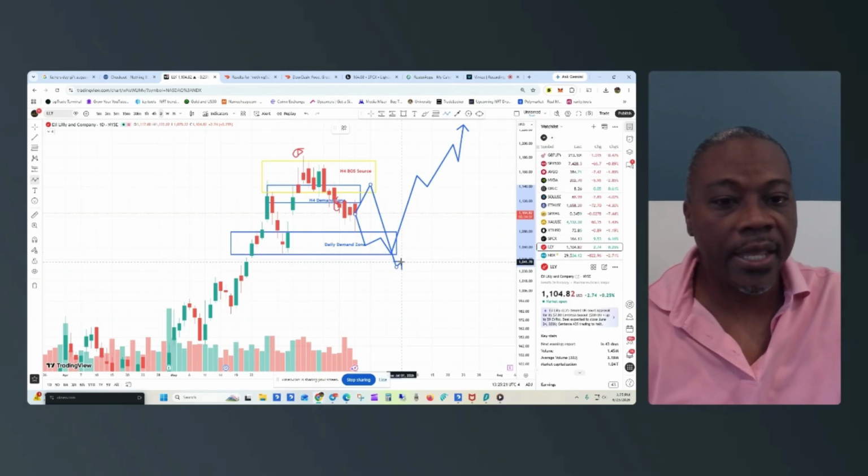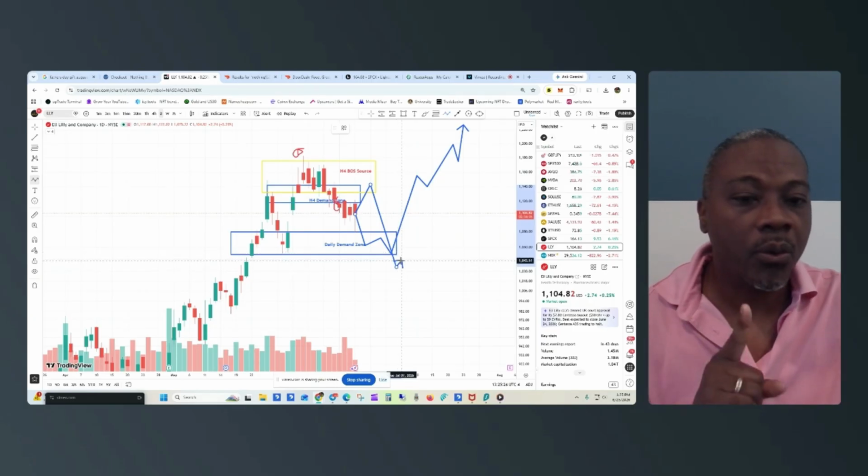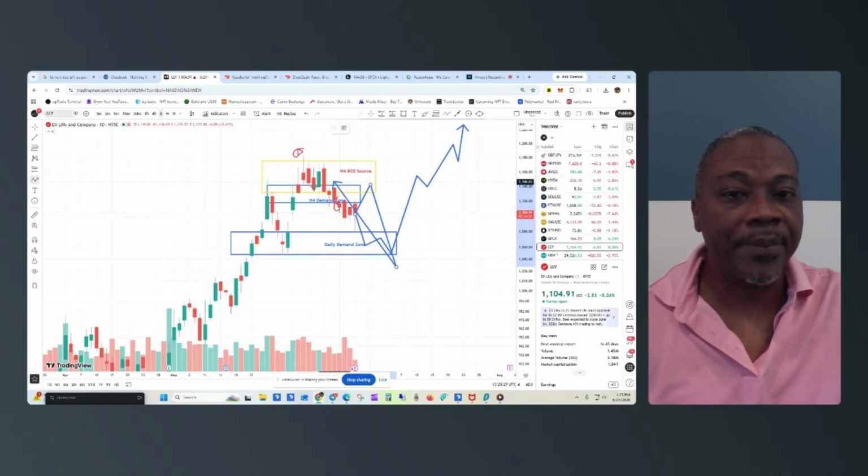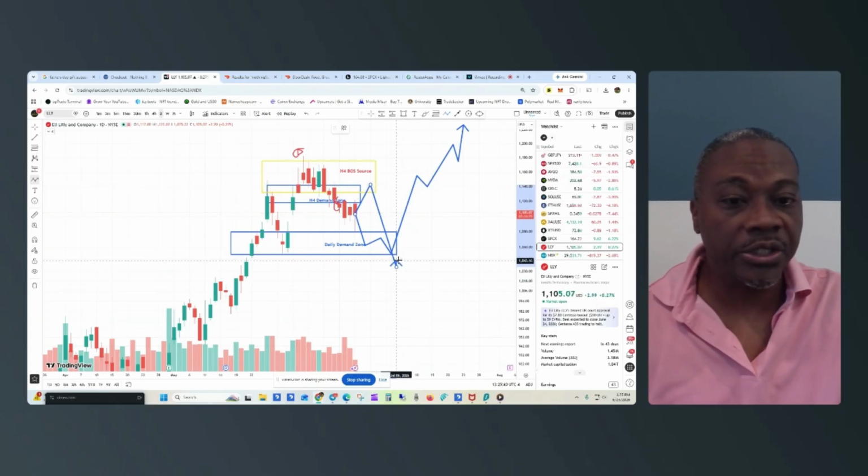So a close below that, we still could have one more push by the market makers to fake out, to repeat that pattern that we saw on the H4, where it came down and pushed up. Expect to see the same thing on the daily. A close below, push back up, possibly to this source. A stronger rejection would just be to reject here at the daily demand zone. Reject here and go bearish.